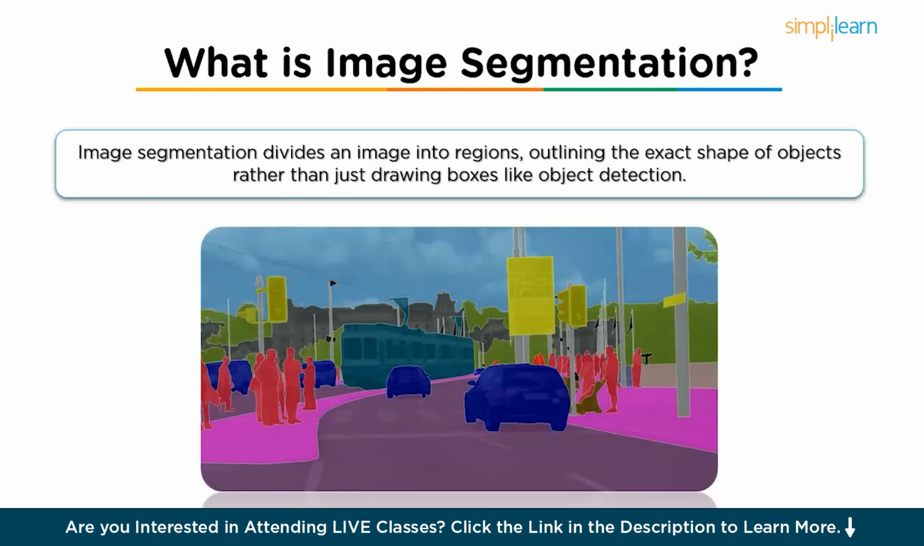So for example, you can think of it like a coloring book, as you can see in this image. In object detection, you just draw a box around these cars, people. But in image segmentation, as you can see, it colors in every pixel that belongs to a particular car, a particular person, or anything without touching the background.